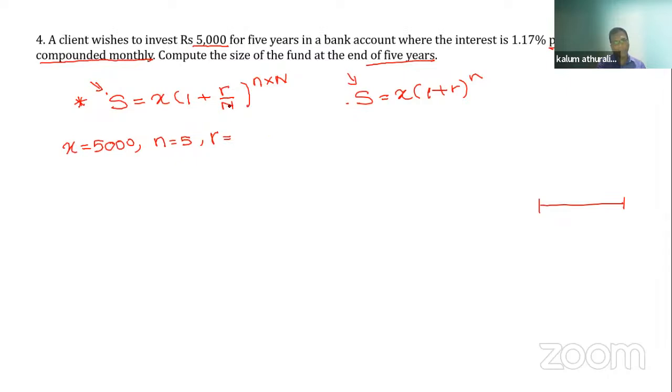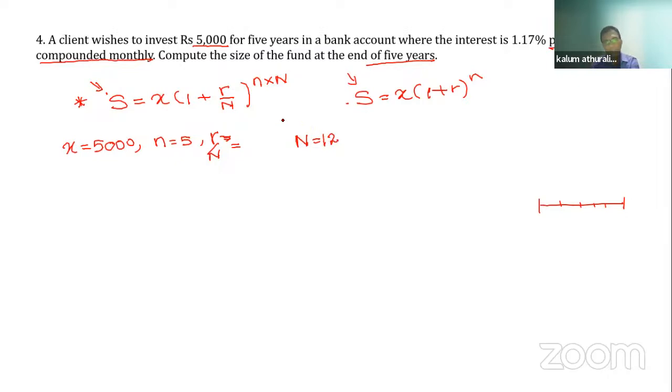Then R divided by N, since it is compounded monthly, R over N should be equal to the monthly interest rate. Why? Because it is compounded monthly. How to find the monthly interest rate? R divided by N. What is N? Number of times compounded per year. Monthly compounded means 12 times per year. Then N should be 12.